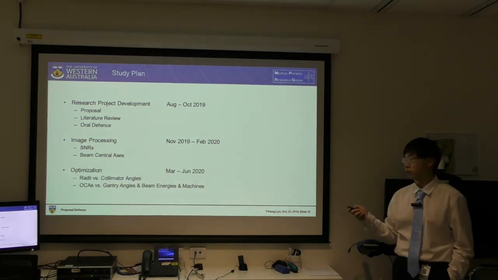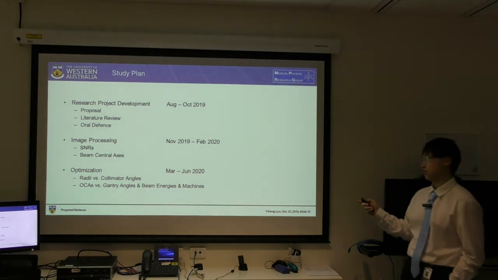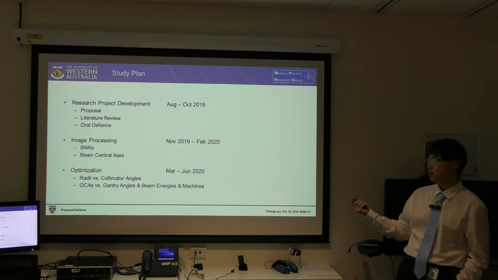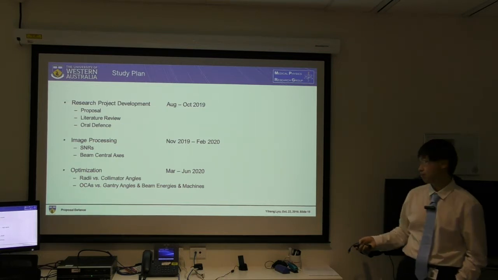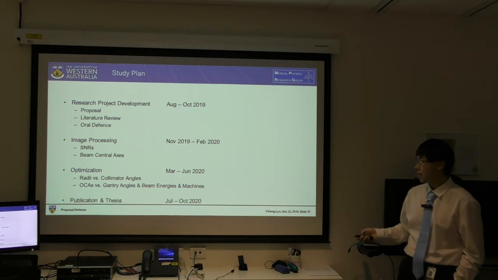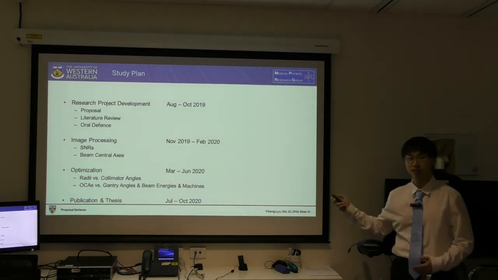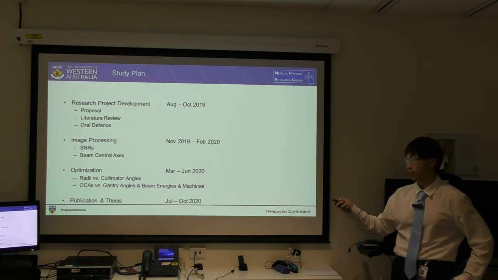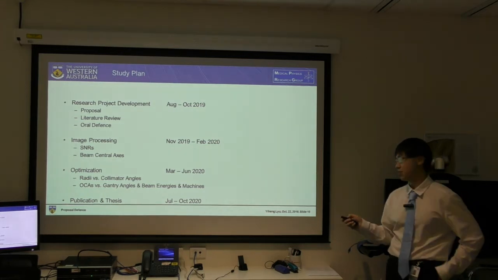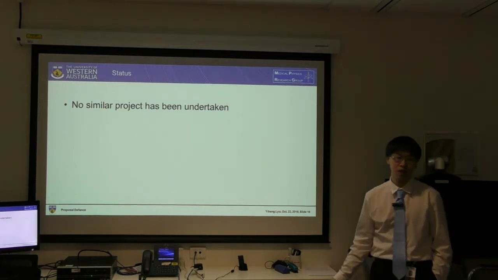In the next semester, I will do the optimization, which is finding the radius and their relationship against collimator angles, and the OCA against gantry angles, beam energies and machines. Hopefully by the end of next semester, I've done all the research part. During the winter vacation and my last semester, I'm going to write the papers for publication and my thesis.